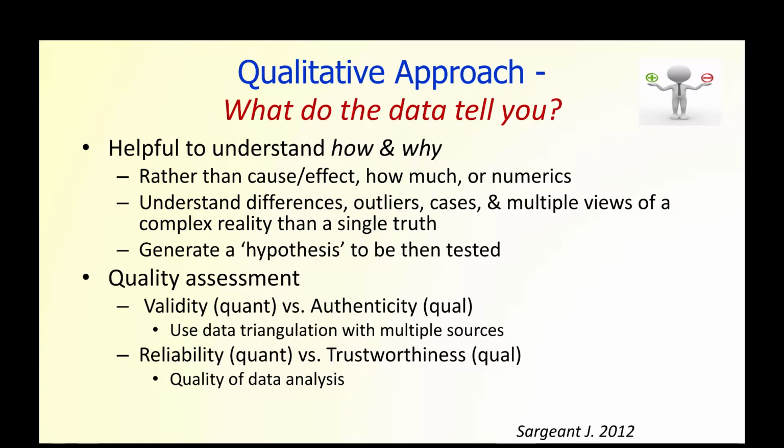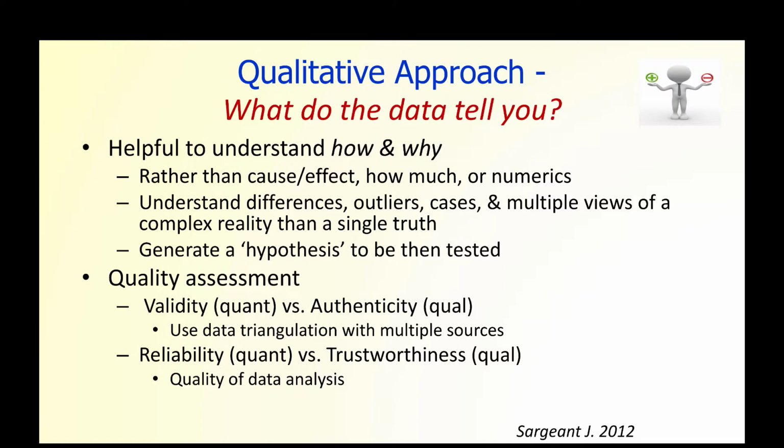So what does the data tell you? Again, it's important to understand that what we're really achieving is answering questions to how and why. So rather than looking at cause and effect, which is much more related to quantitative analysis and looking at things such as how much or numerics, we're really looking at how and why. It's important to understand the differences and look at outliers and cases and understand that there's multiple views of a complex reality rather than a single truth with the reductionist approach of quantitative approaches.